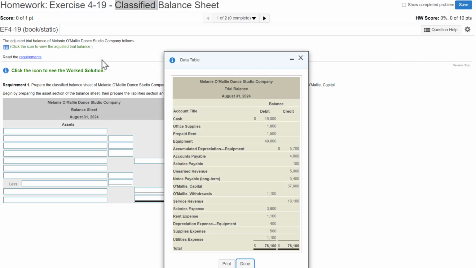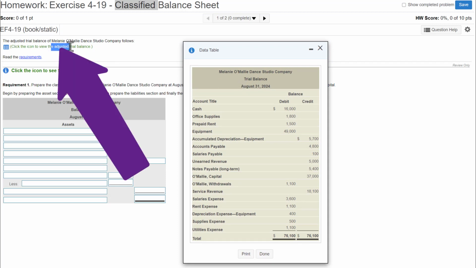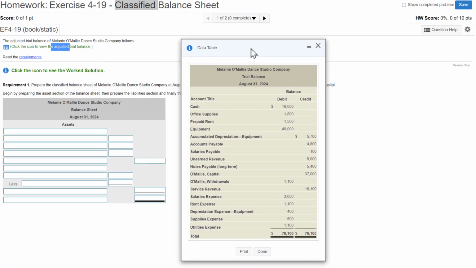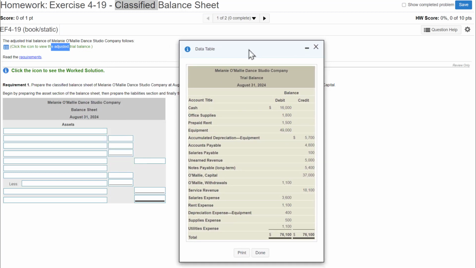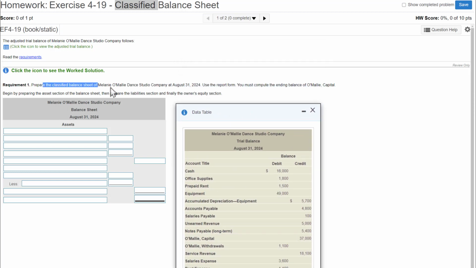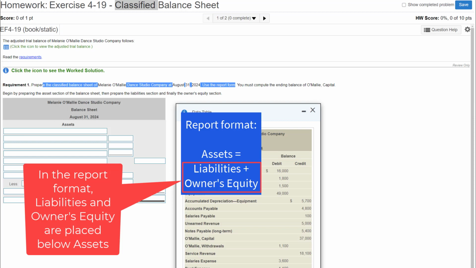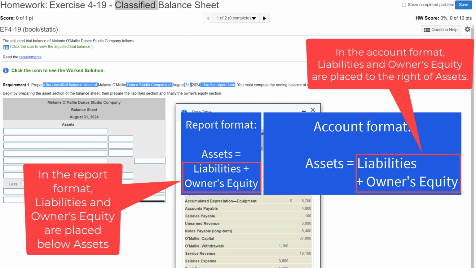So here we've got our trial balance, and notice it says adjusted, so that means the adjustments have been incorporated. So this is ready to go for our financial statements. Then it says prepare the classified balance sheet for the company as of the end of August. Use the report form. Report form just means assets on top, liabilities below, and then equity underneath that, as opposed to assets on the left and then liabilities and equity on the right.